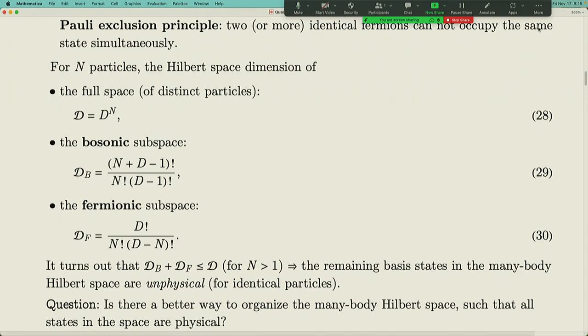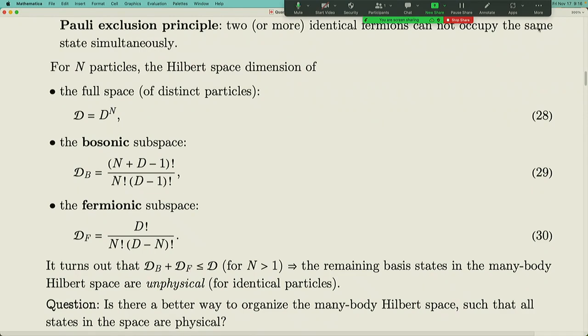So the full Hilbert space is what we call the first quantization many-body Hilbert space. And within that space, there are subspaces which describe identical particles. So in principle, if you want to describe a quantum state of identical particles, you can take states in this subspace and combine them, superposing them linearly, and that creates quantum states that describe, for example, bosons.